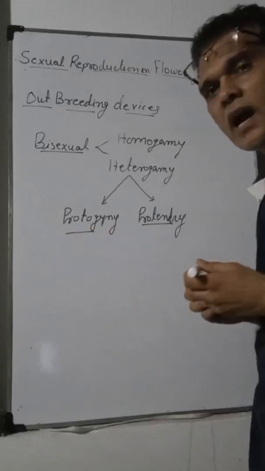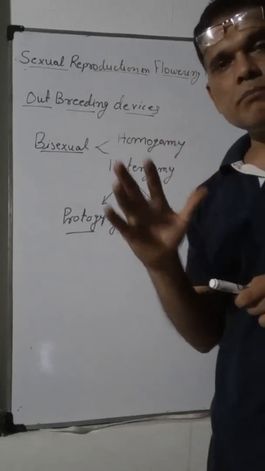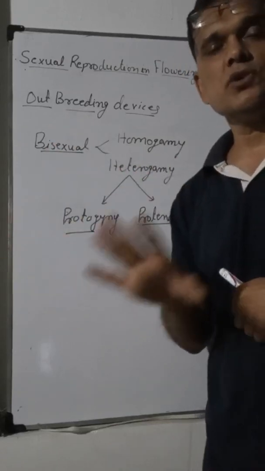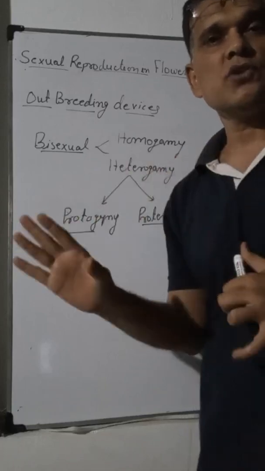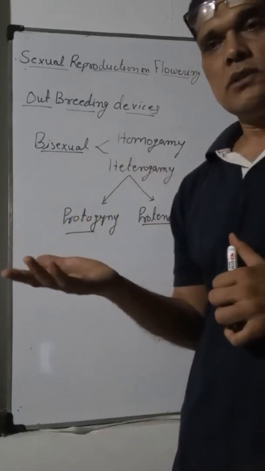Proto means first, gyne means gynoecium. Protogyny means the gynoecium matures first. Till that time, the androecium is not mature, the stamen is not mature, the pollen grain is not mature. So this prevents self pollination.